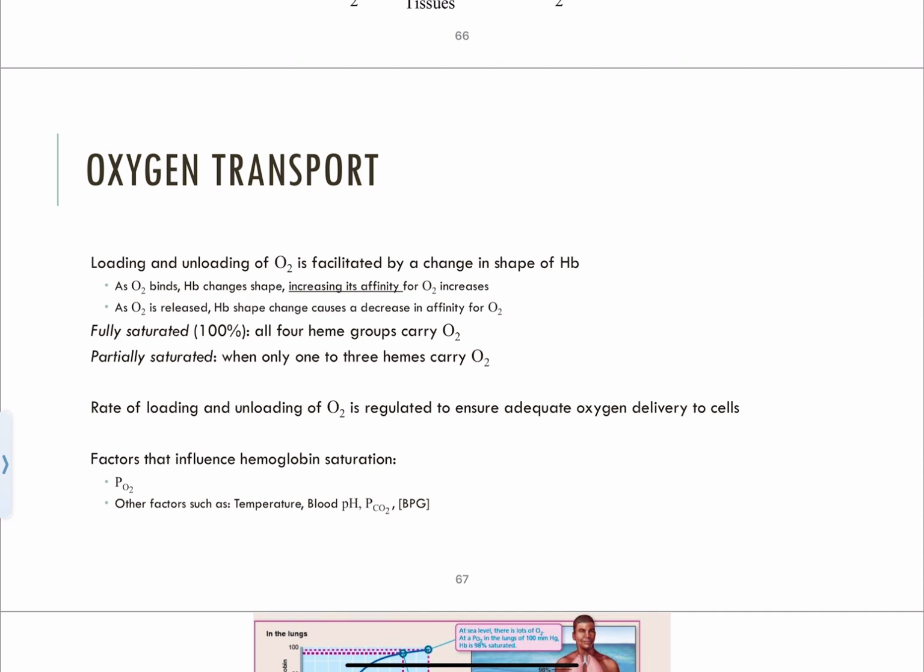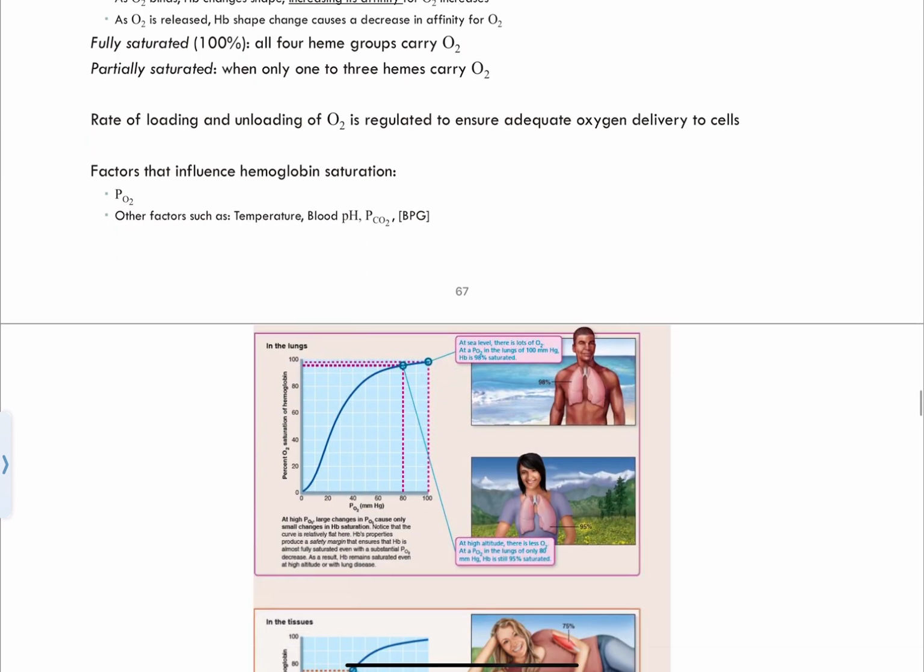The rate of loading and unloading of oxygen is regulated to ensure that we have enough oxygen being delivered to our cells themselves. So some things can influence how much oxygen we have bound to hemoglobin. One is going to be the partial pressure of oxygen, and the others are going to be factors like temperature, blood pH, partial pressure of carbon dioxide, and something called BPG. But all of these are correlated to each other, and they all are kind of the result of the exact same thing.